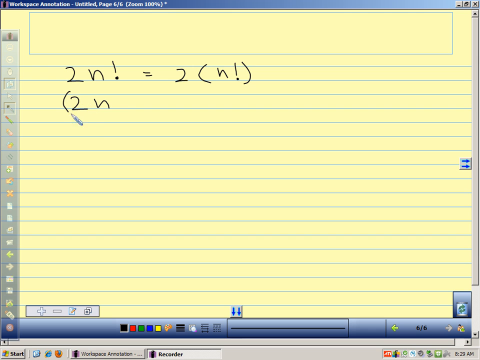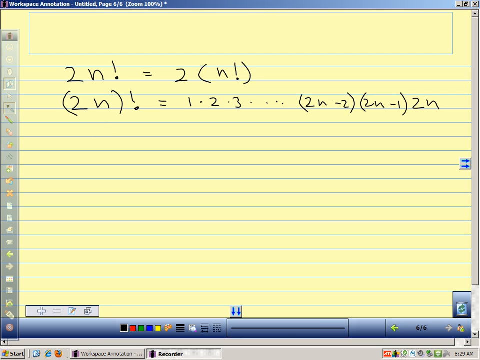and 2n factorial, which is all the numbers 1 times 2 times 3 times, all the way up to 2n minus 2, 2n minus 1, up to 2n. So whenever we see a factorial, it's in the same position in our order of operations as exponents. We would do the factorial before we multiplied. Here, because it's in parentheses, we do the factorial to the whole thing.